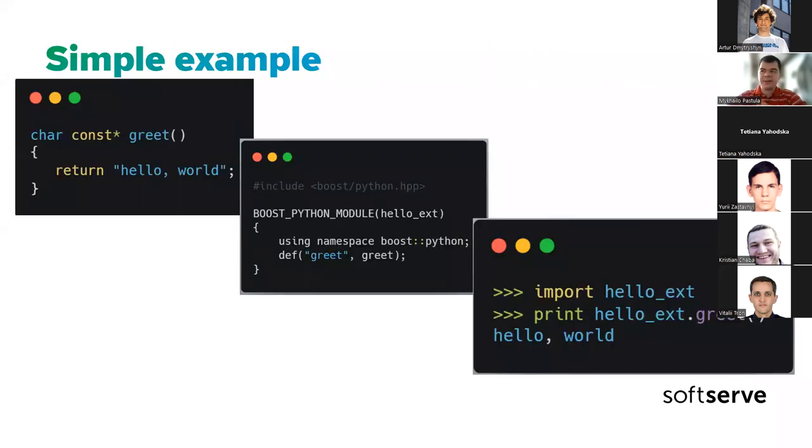So my simple example was this hello world function. It was just a function, which was enhanced with this small macro from the Boost Python module. Then we just import our new module, which we built as a library. If we call the function from this module, which is imported as a basic part of the Python module, we will have hello world.